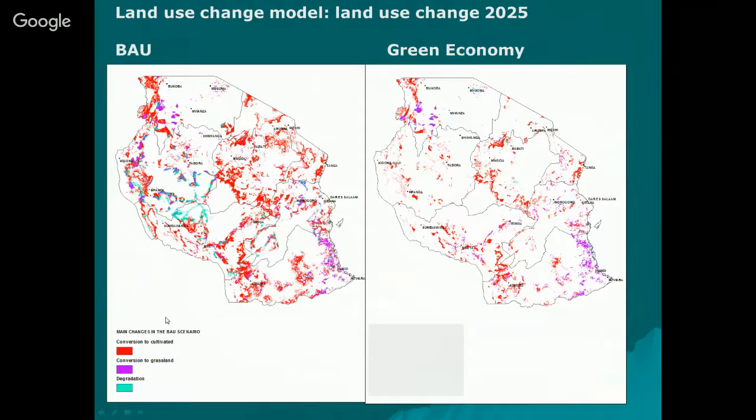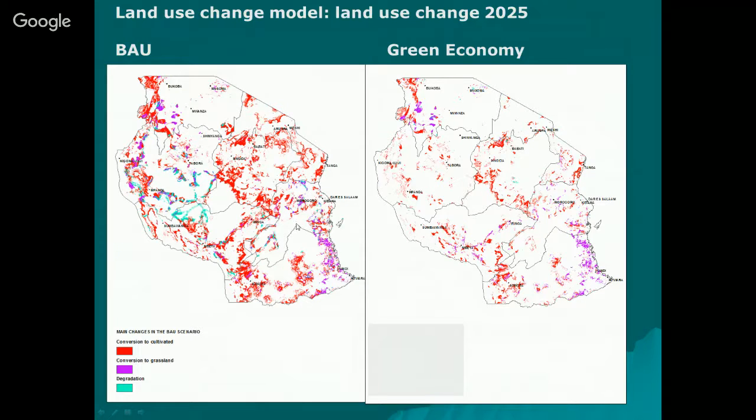And the output of that process of mixing local people's perceptions of land use change with a modeling phase of how the environment and the economy are driving land use change are these maps of conversion to agriculture for Tanzania towards the year 2025.